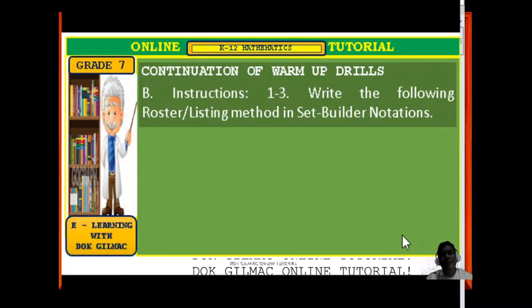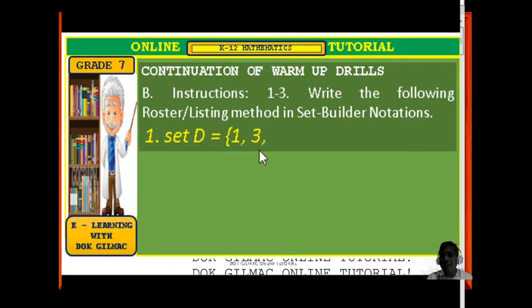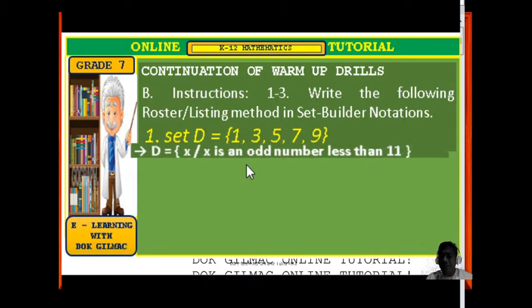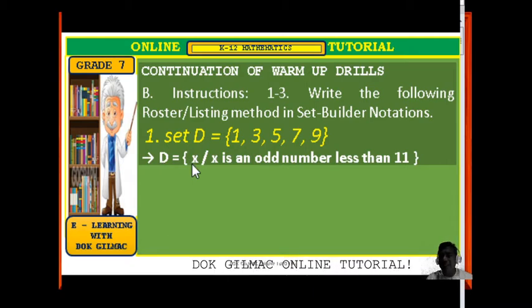Now let's have letter B. Write the following roster or listing method in set builder notations. Number 1, set D is equal to 1, 3, 5, 7, 9. Now if you take a closer look at the given elements of set D, these are all odd numbers. Odd numbers which are less than 11. So therefore, the set builder form of this set is simply set D is just equal to the set of X such that X is an odd number less than 11.